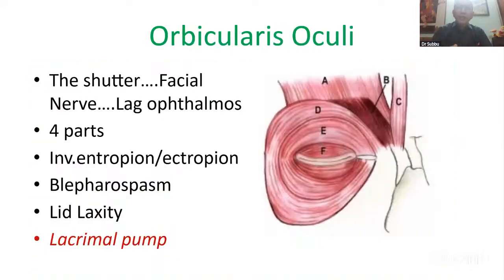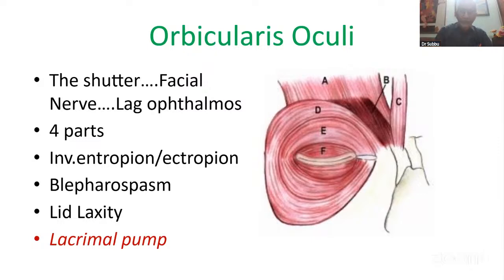Next to the skin is the orbicularis oculi muscle. This is the shutter. It closes the lids. And as you are aware, it is supplied by the facial nerve, and paralysis of this orbicularis oculi leads to lag ophthalmos or incomplete closure of the eyelid. The orbicularis oculi can be divided into 2 parts to start with, orbital and palpebral. Orbital is above the orbital margin, and the palpebral can be divided into 3 parts.